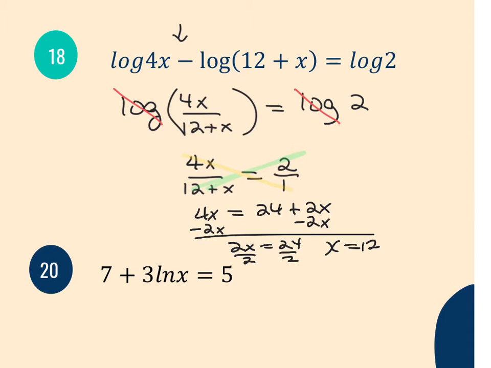Again, we would double check to make sure that we wouldn't get a negative value. When I put it up here, 4 times 12 is 48, that's good, and then 12 plus 12, 24. It doesn't make anything negative, so x equals 12 is a good answer. Let's try the next one.